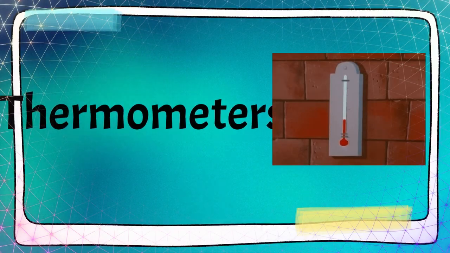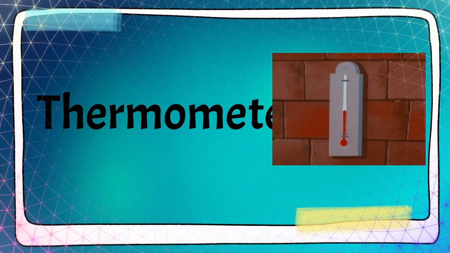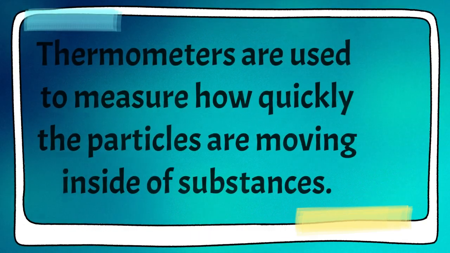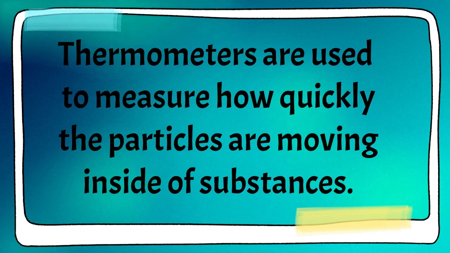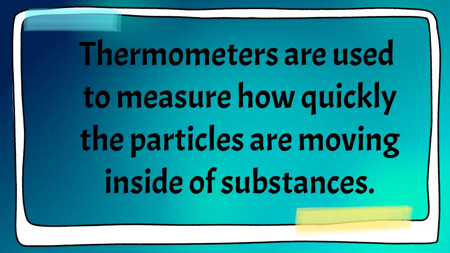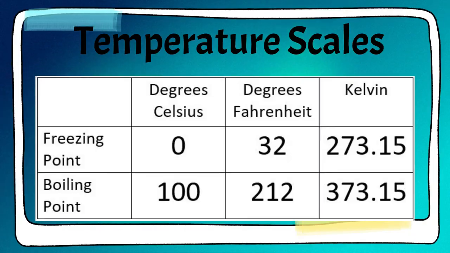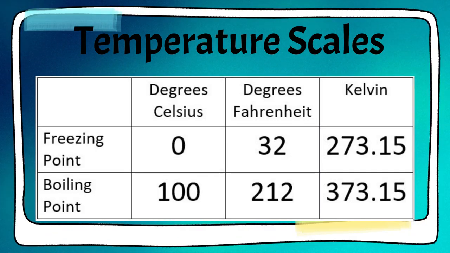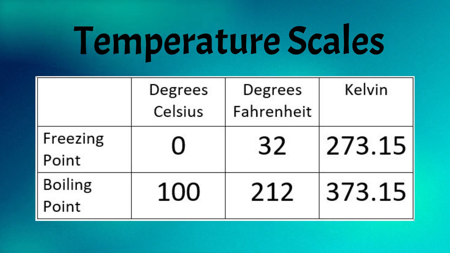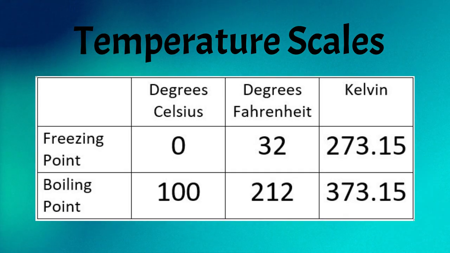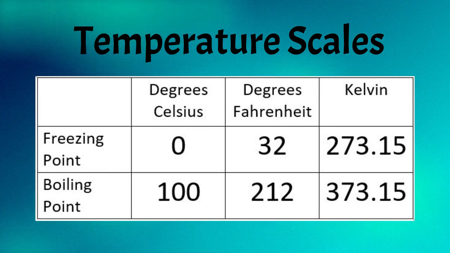Thermometers are another scientific tool that are used. Thermometers are used to measure how quickly the particles or atoms are moving inside of substances. There are three commonly used temperature scales that you need to know, one of which you're probably already familiar with, which is Fahrenheit. That is the standard temperature scale, where freezing point is 32 and the boiling point is 212.